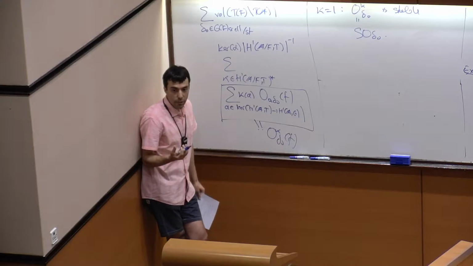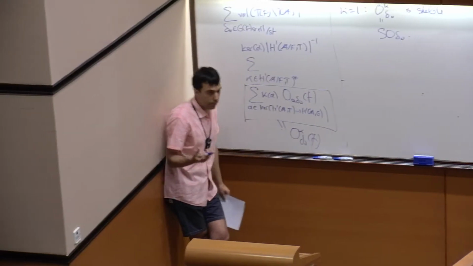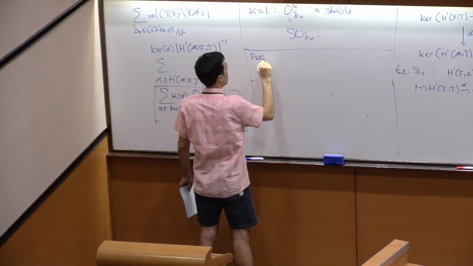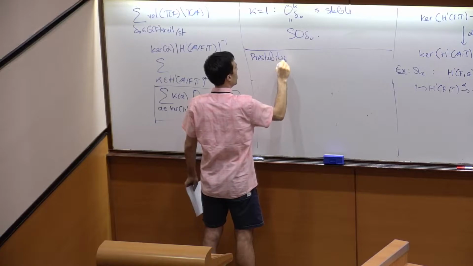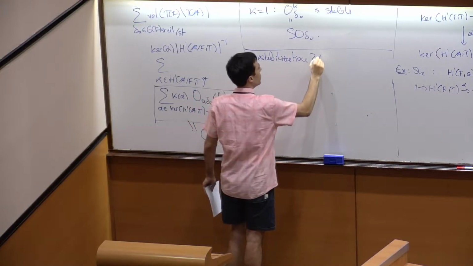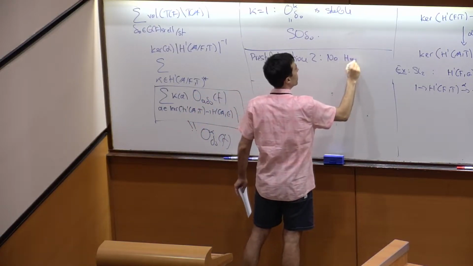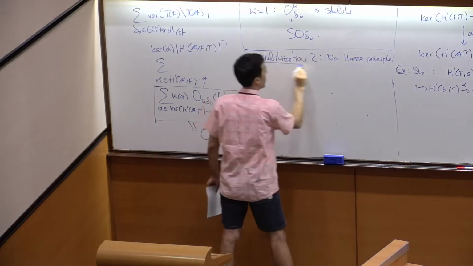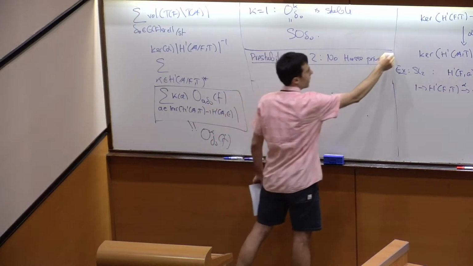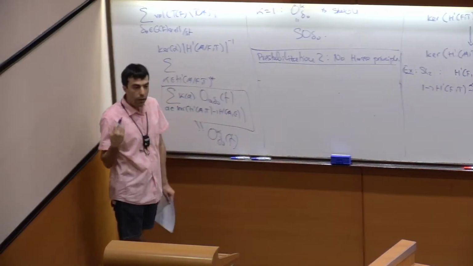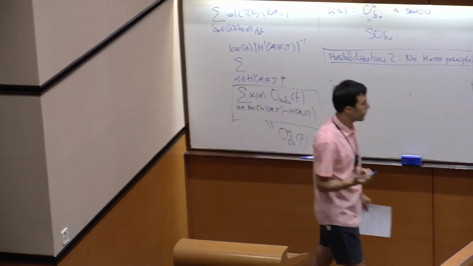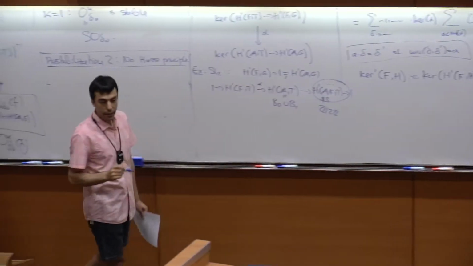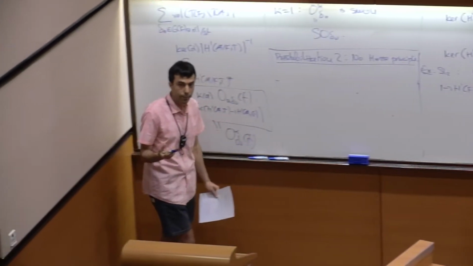But before we do this, we actually want to remove the condition of the Hasse principle. So the next step, pre-stabilization two, so there will be no Hasse principle. Okay, so when we stop using the Hasse principle, it turns out that this group is no longer the right group to take. So we have to modify this group a little bit.